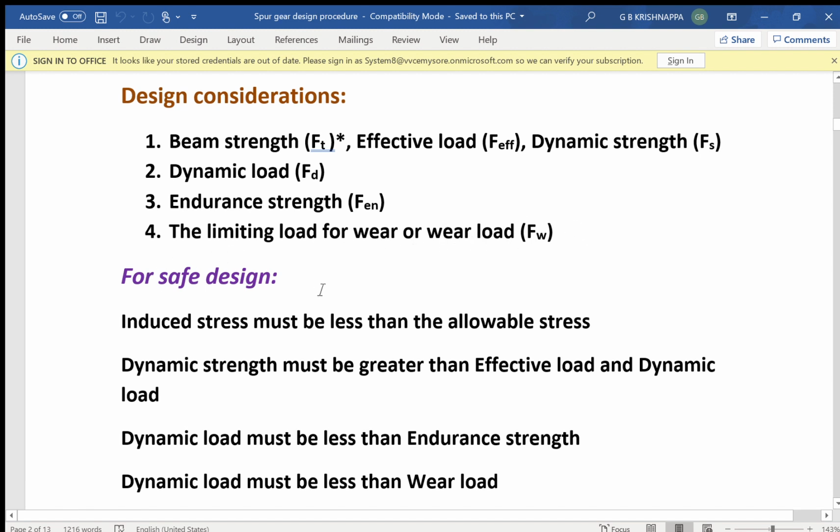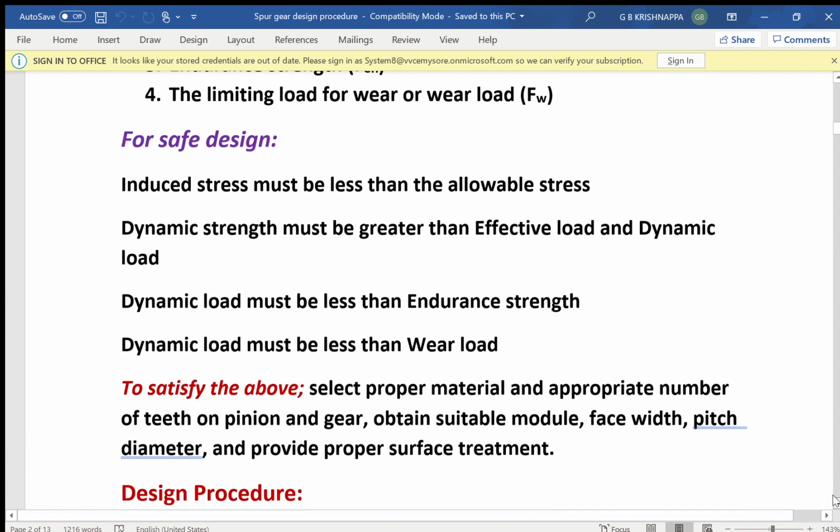For safe design, induced stress must be less than the allowable stress. Dynamic strength must be greater than effective load and dynamic load. Dynamic load must be less than endurance strength, and dynamic load must be less than wear load. That is for safe design.